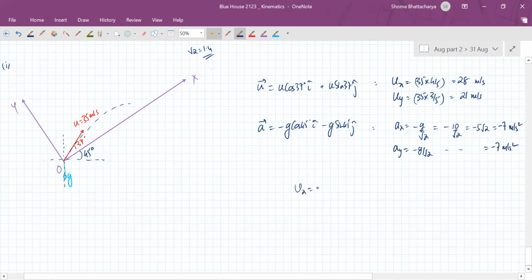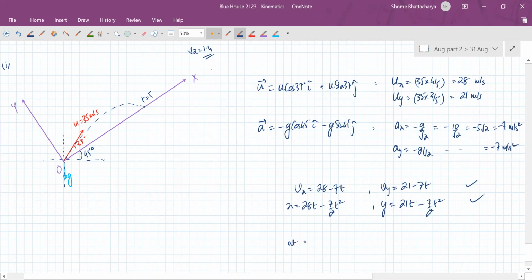Vx is going to be 28 minus 7t and Vy is going to be 21 minus 7t. Okay. X as a function of time will therefore become 28t minus 7 by 2 t square. Y as a function of time is going to be 21t minus 7 by 2 t square. So once you have got these equations, everything becomes very simple, as you can see. Okay.